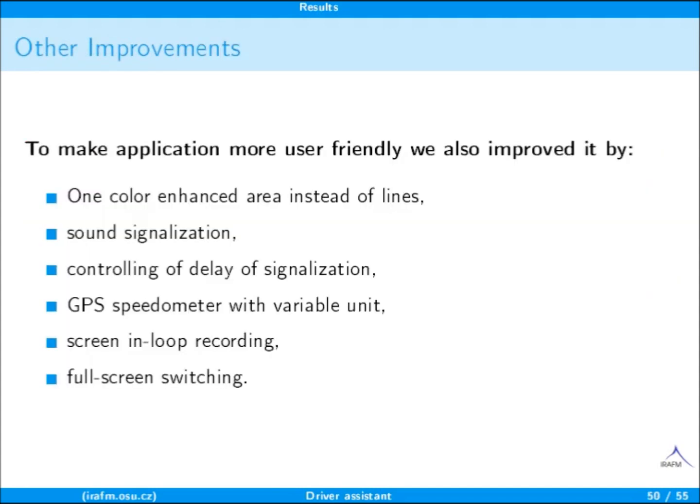To make the application more user-friendly, we can implement several other features such as, instead of painting a lot of lines, we can paint an area as a hull of lines. This area represents the road. The signalization can be presented by the color of the road and by audio warning. With control of the amount of confirmation images, we can change the signalization delay. We can use mobile GPS and show a GPS speedometer. The switch to full screen of the displayed video can be implemented to arrange the system better. And finally, we can record the video in a loop to be used as a black box.